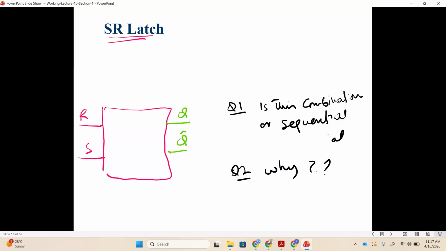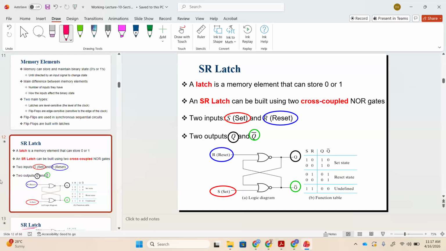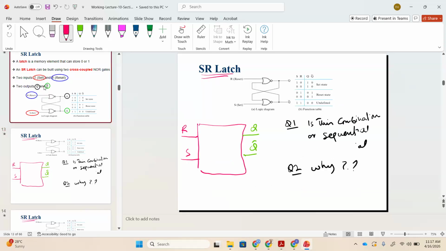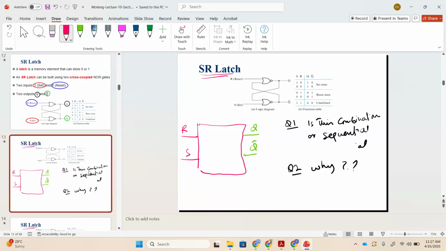Okay, now the question arises. The inputs for this latch are R and S, and the outputs are Q and Q bar. So this is an SR latch. Is this circuit combinational or sequential?